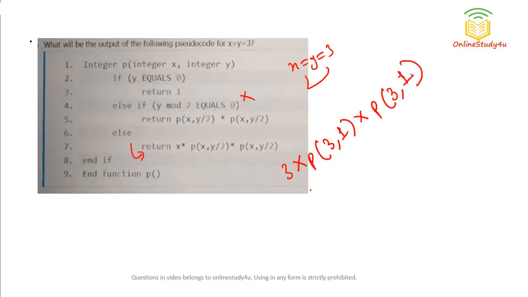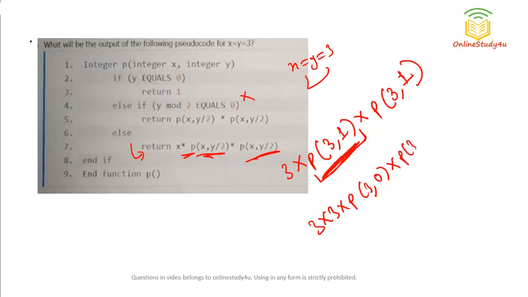Fine. So again, what will happen? This function will be called, right? Let's call for this one first. Even now the y value is not 0, and y mod 2 is not equal to 0, so that's why this part will again execute. So 3 into p(3, y divided by 2), that is 1 divided by 2, that will be 0, so that will give you p(3, 0).